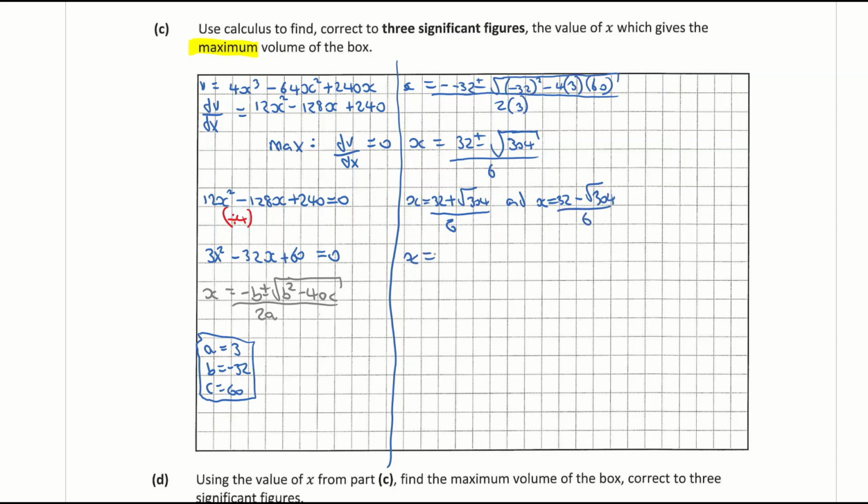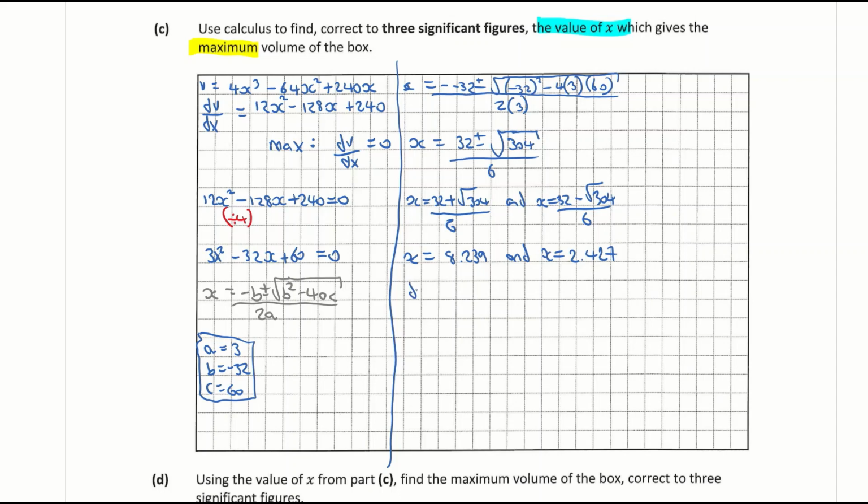So what are we getting? x is equal to 8.239 for my first value for x, and my second value for x I'm getting 2.427. Now there can only be one value for x, because it says up the top here find the value of x. We need to find out which one of these is going to give us the maximum volume. So in order to show if it's maximum or minimum, we need to find our second derivative. So that's what we need to do now.